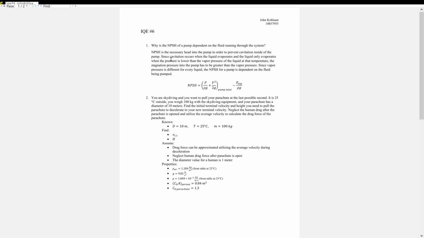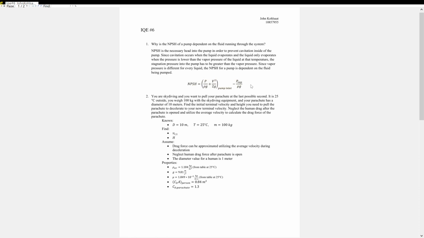And cavitation is essentially caused when the liquid evaporates, which happens when the pressure in the fluid is less than the vapor pressure. And since the vapor pressure is different for every liquid, the NPSH will be different for every liquid according to this equation down here.